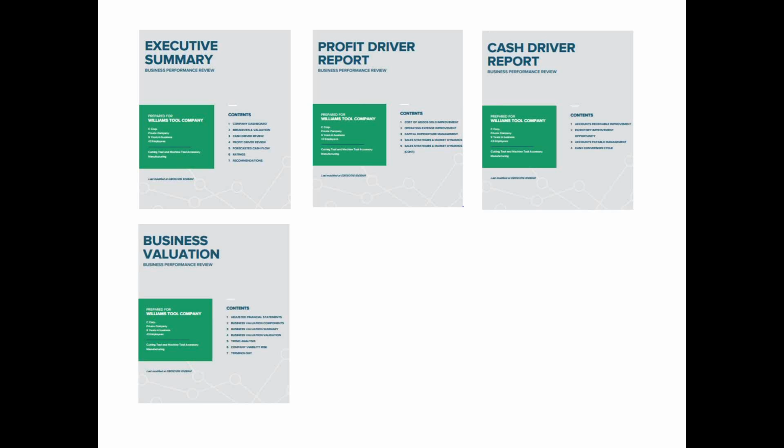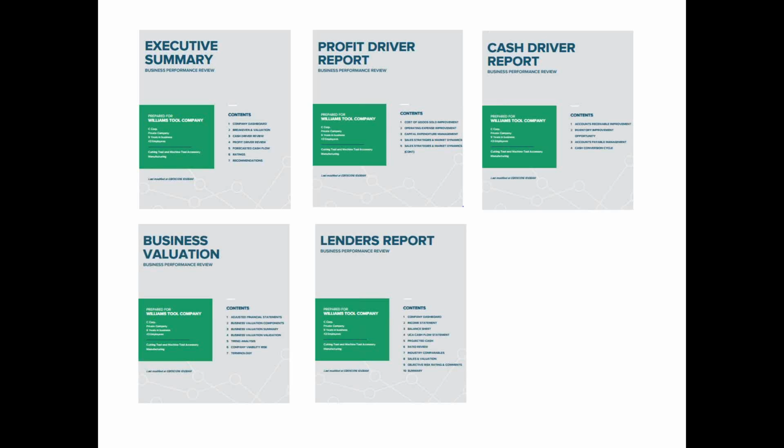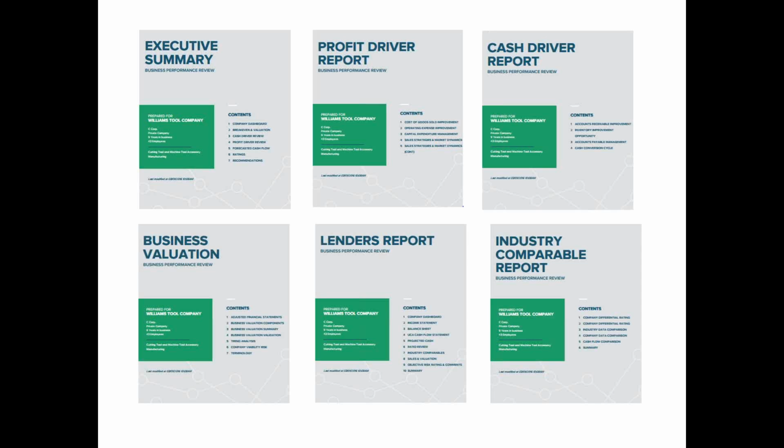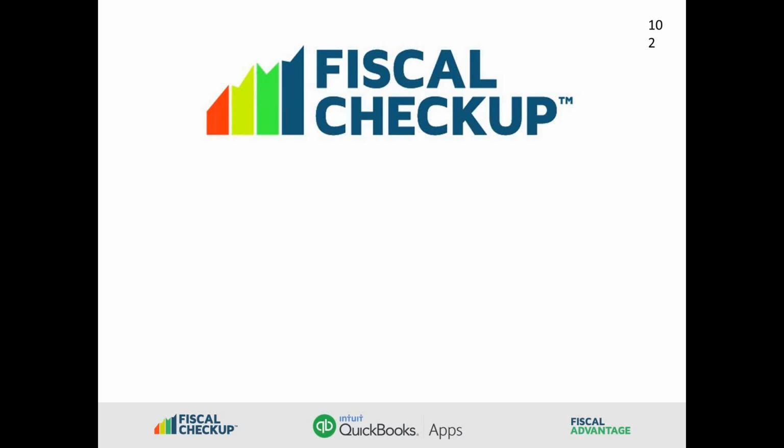A complete Fiscal Checkup consists of 6 different reports. The executive summary contains an overall summary, including the recommendations for improvements, as well as the forecasted results 3 years out. In addition, we have a profit driver report, which looks at the income statement, and a cash driver report, which looks at the balance sheet. We've spent today talking about the business valuation. We have a lender's report, which is designed to help the business understand how their lenders view them. And we also have an industry comparables report showing them how they compare to their industry on 54 different financial ratios.